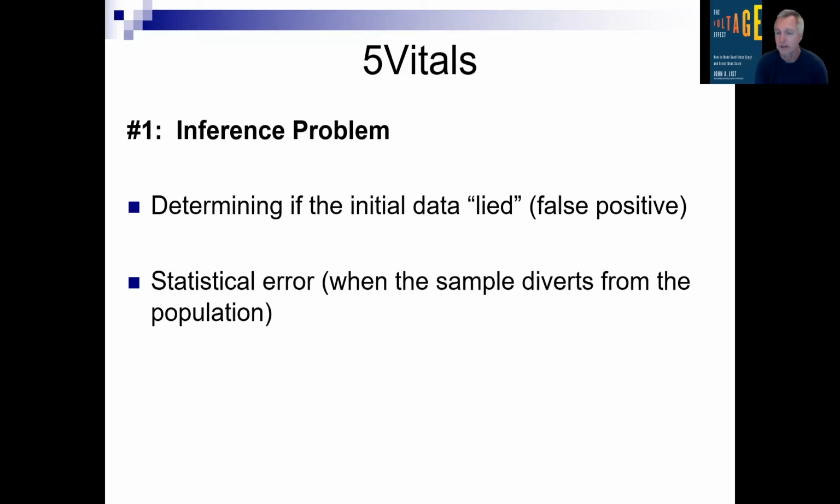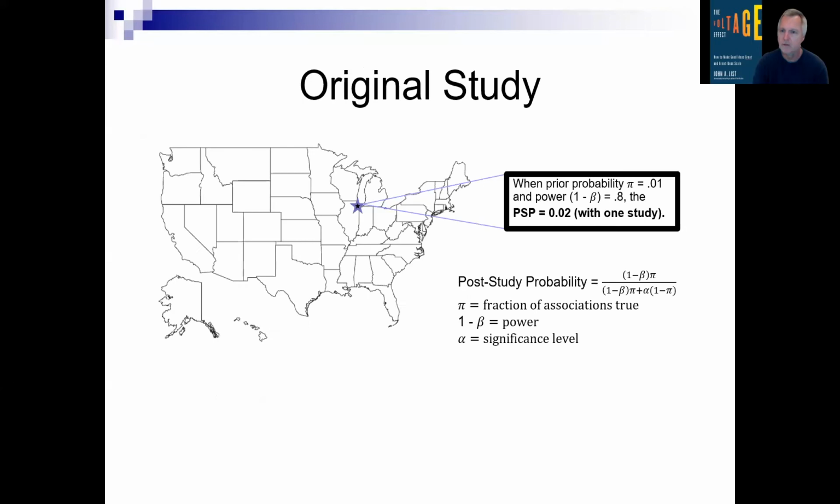Now, what becomes clear when you look into this vital sign is the import of replication. Let's go back to check. What I have in the dark box here is, I'm thinking like a Bayesian now, and I'm using this post-study probability equation.